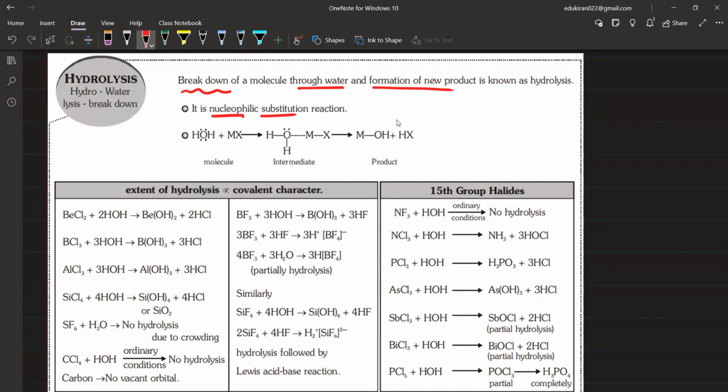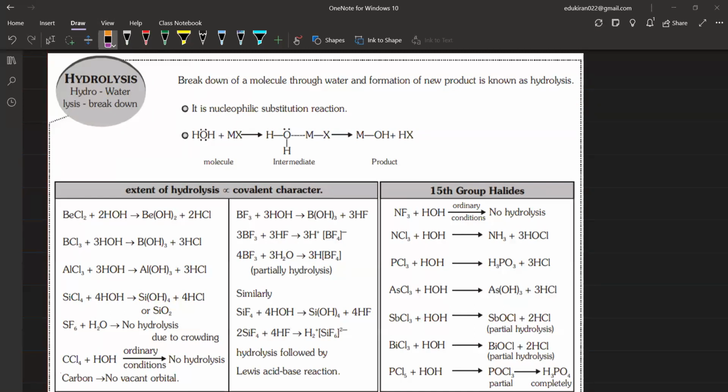ठीक है? Then you have SF6. Now this SF6, it does not get hydrolyzed. ठीक है? उसका हम example बताएंगे. Then similarly, CCl4 is also not getting hydrolyzed, and then carbon also not getting hydrolyzed. That means there is some condition that has to be fulfilled. There is some condition that has to be fulfilled whenever we are having hydrolysis.